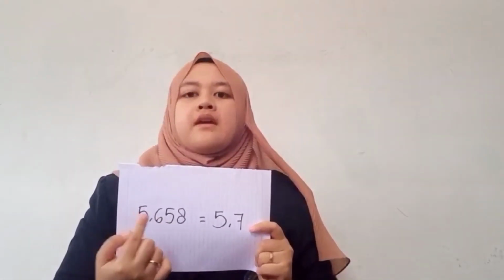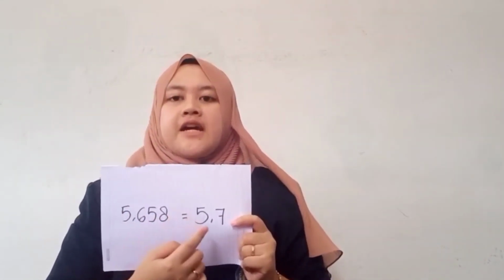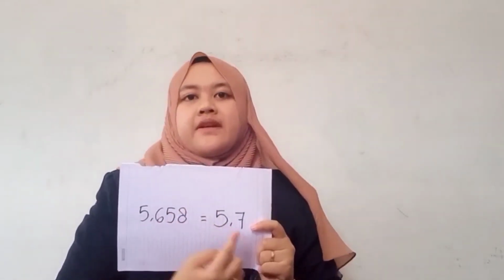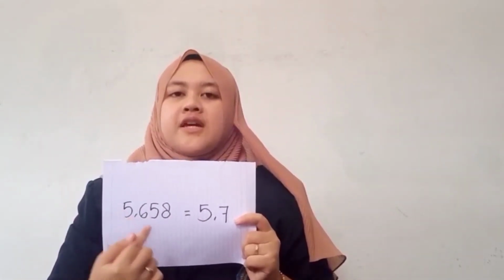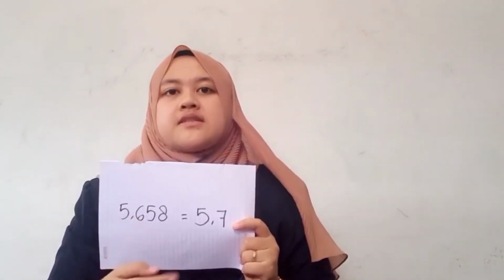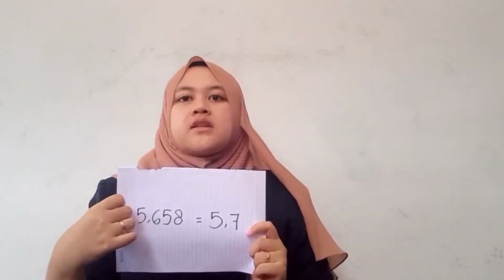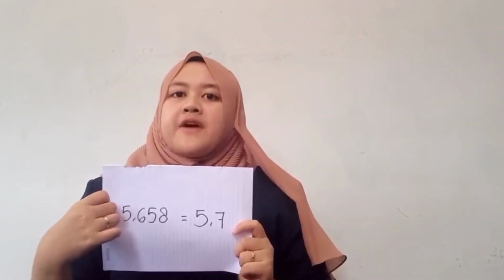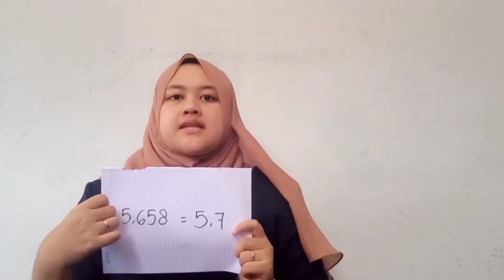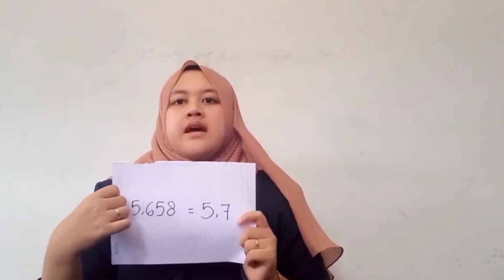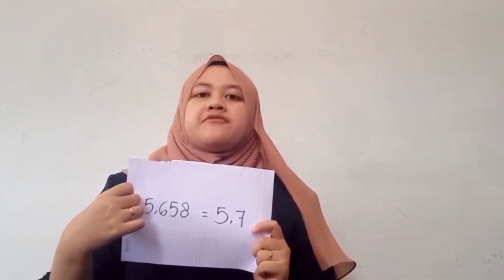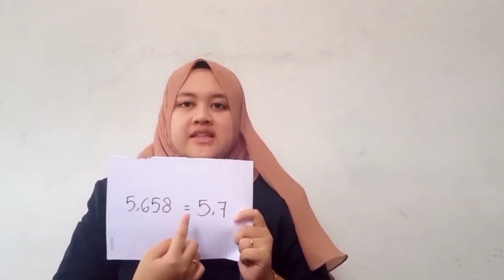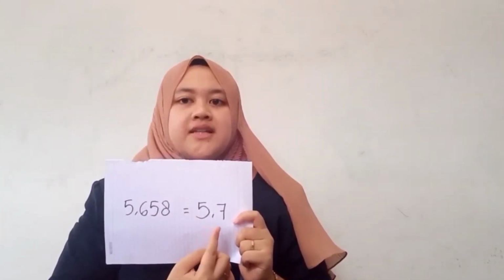5.658. The final rounding is 5.7. For 5.658, the rounding is made by looking at the number 8, where the hundredth number 5 is increased by 1 to make 5.66. Then the hundredth number 6 is greater than 5. The final rounding is 5.7.